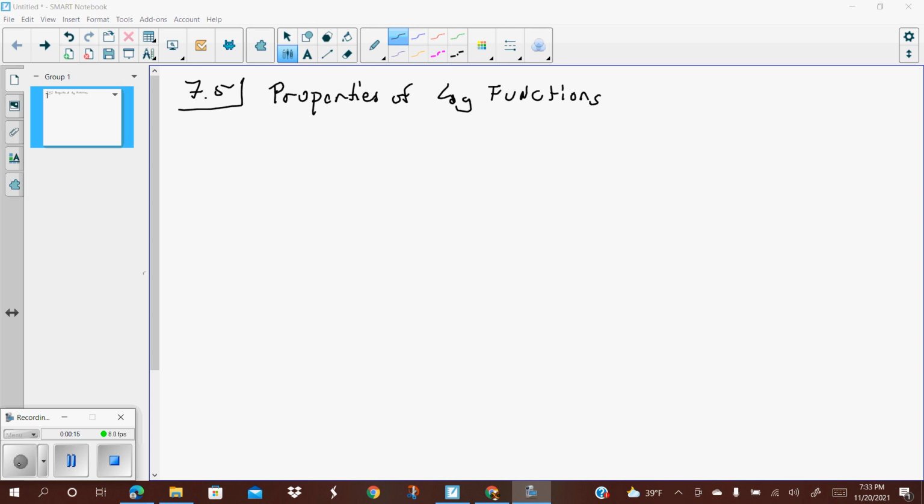So in class, we talked about some of the properties, and remember that logs are exponents, so they follow the same basic properties as exponents do. We can expand and condense logs using those properties of exponents.